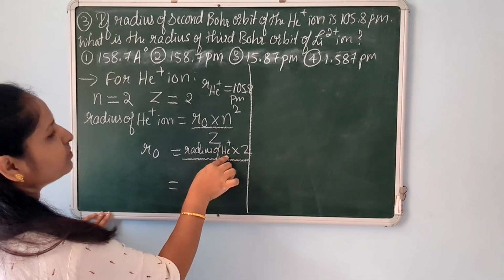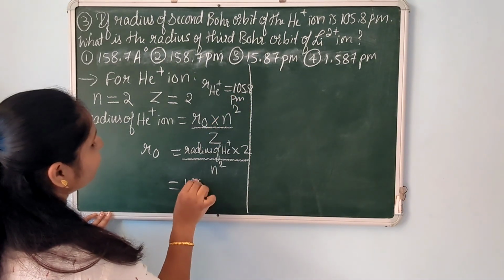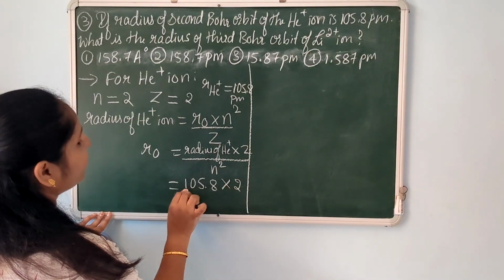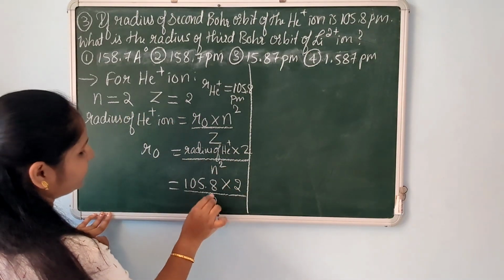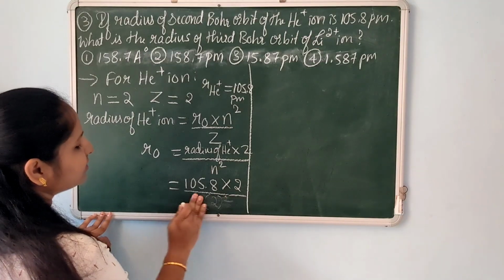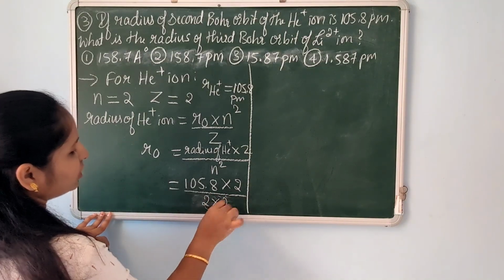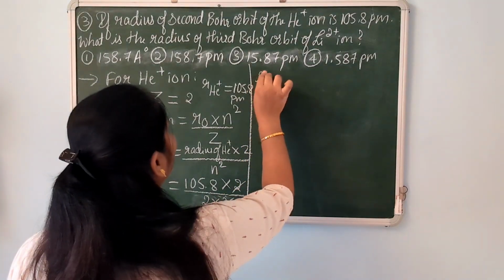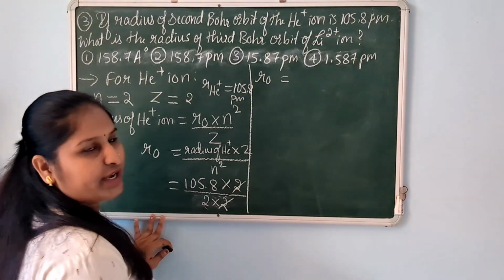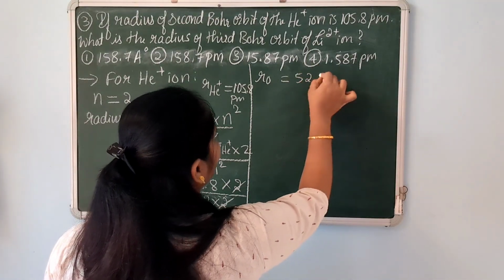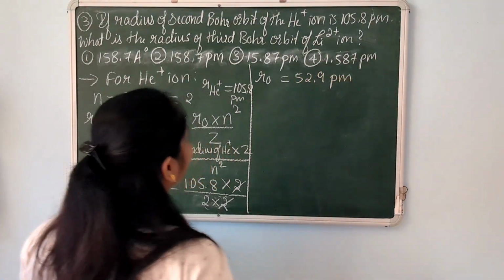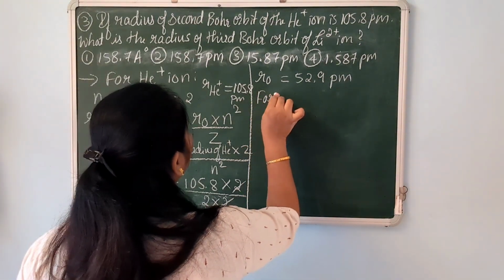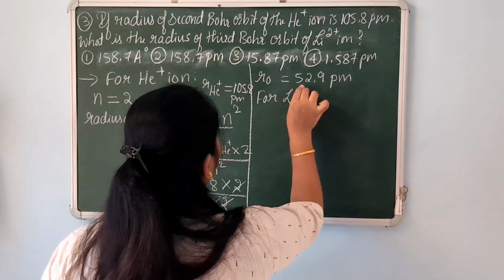So the radius of He plus ion is 105.8 picometer, Z is 2, and N square is 2 square. So I'll write 2 into 2. This 2 gets cancelled, and the answer we get for R0 is 52.9 picometer. So we have got the radius of the orbit now. Then we will calculate for lithium 2 plus ion here.